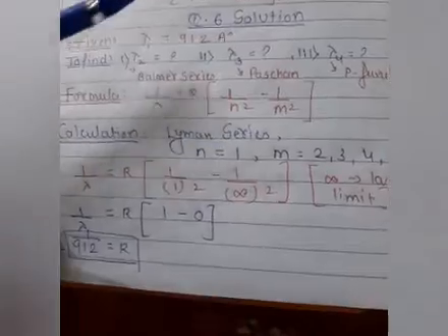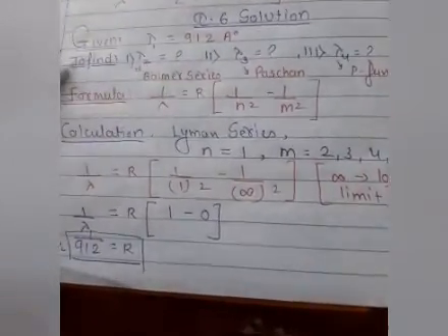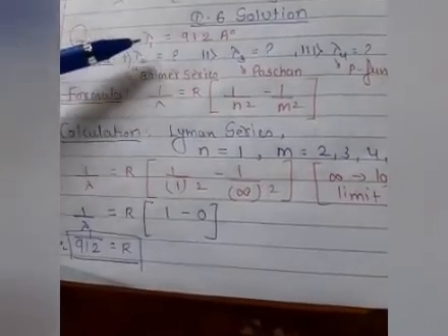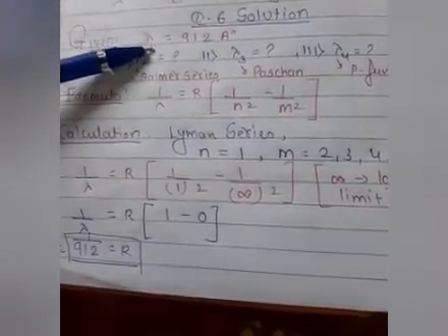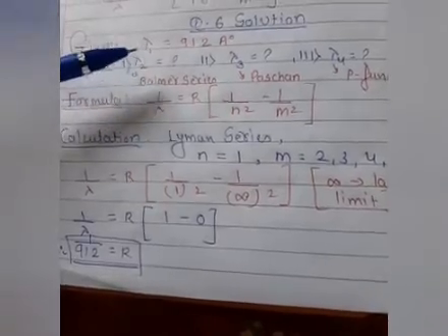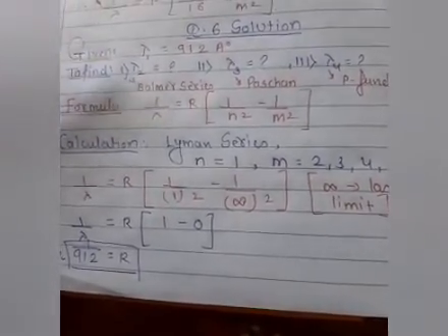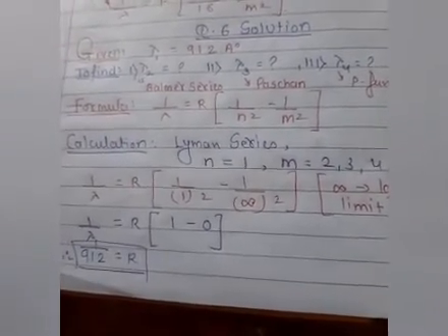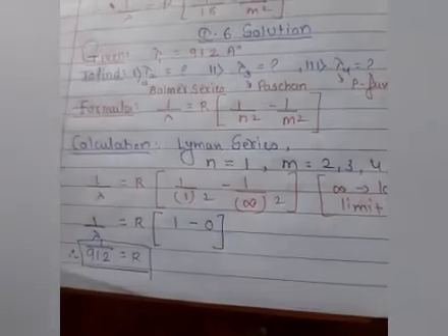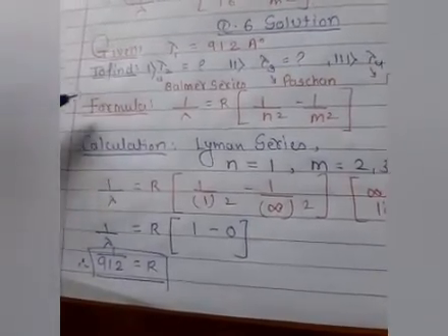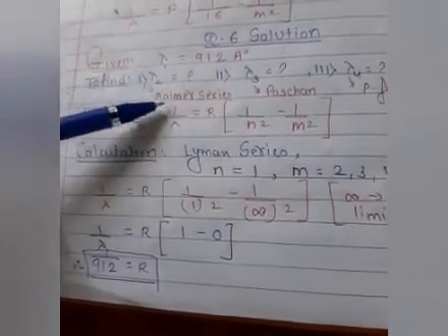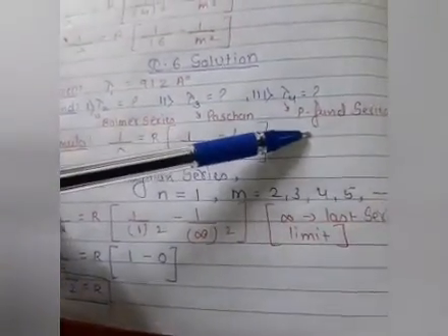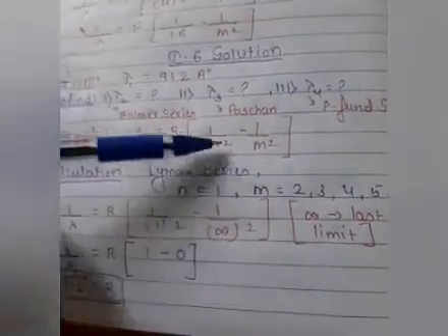So here we have the solution of question number 6. In the given data, students, we have the wavelength of the Lyman series. Suppose we consider the wavelength of the Lyman series as lambda 1, because we have to find out the limiting wavelengths of the different series. So here we consider the wavelength of the Lyman series is 912. Let's consider the wavelength of the other series as lambda 2, that is Balmer series, lambda 3, that is Paschen series, and lambda 4, that is Pfund series. Hope you are clear about it.